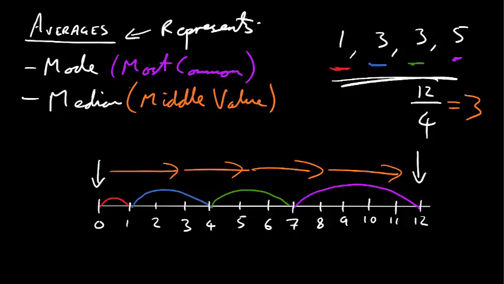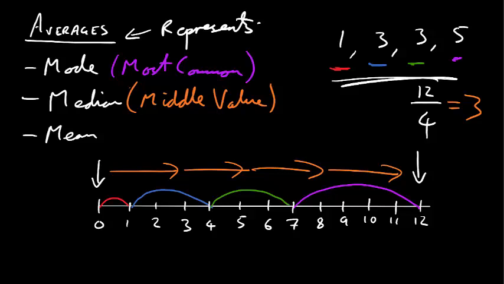And that's my last type of average. And actually, it's the average which is used most commonly. It's called the mean. And it's worked out by just adding all of my numbers up and then dividing by the number which I've got. And that's another way of working out an average.